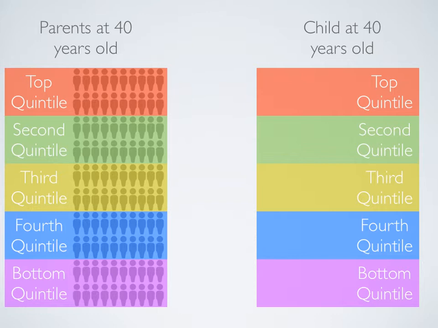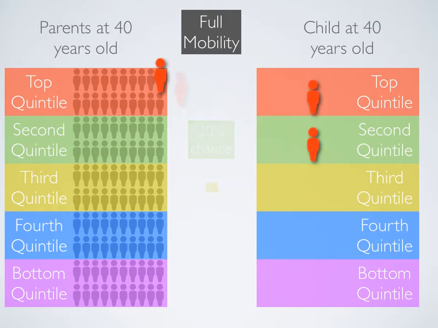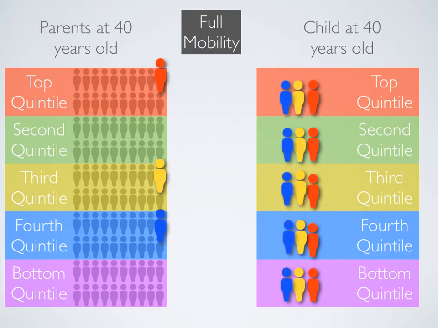Consider a scenario in which there was full income mobility. That would mean that the child of someone in the top quintile would have just as likely a chance of ending up in any other quintile. So they would have a 20% chance of staying in the top quintile, 20% chance of moving down to the second, and so on. Children of parents in the third and fourth quintiles would have the same chances as the first guy of ending up in any of these quintiles. This is an example of full mobility, where parental income has no stickiness on the income of their children.